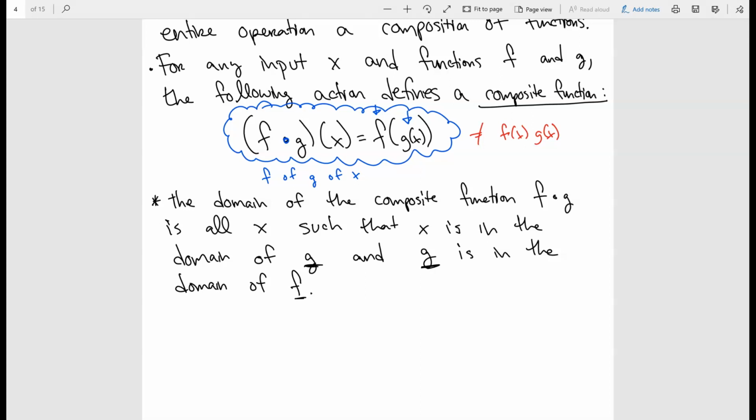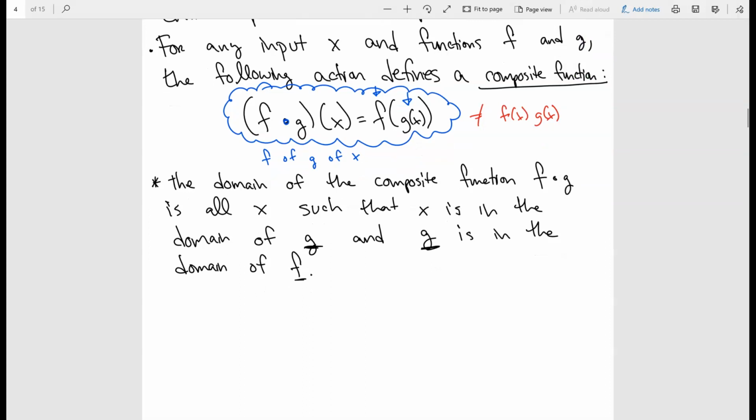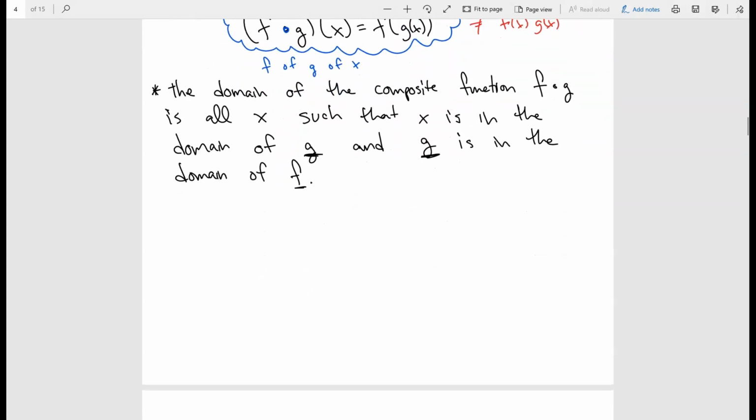In other words, especially if you're a little bit confused, you're going to have to find two different things. You're going to have to find the domain of g, and then you're going to have to find the domain of f of g of x, the resulting one. Together, this is going to be the domain. Those are the two things that you have to figure out.